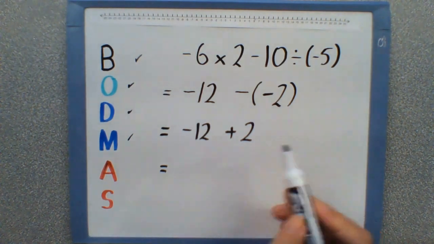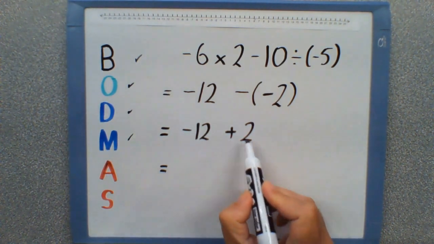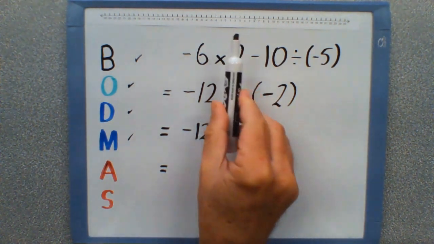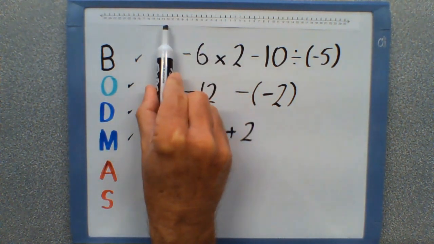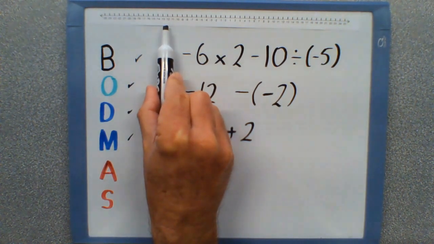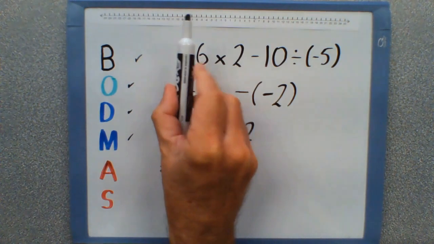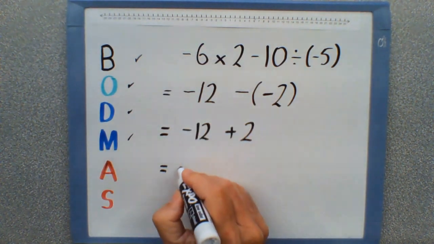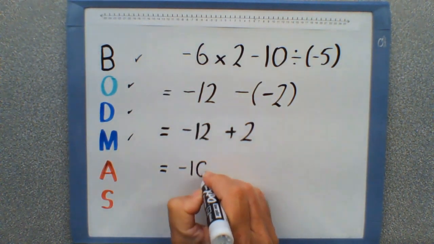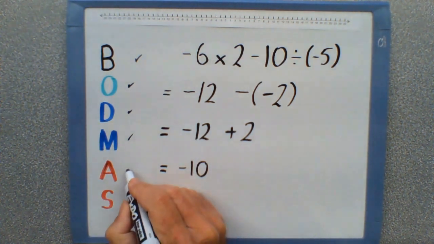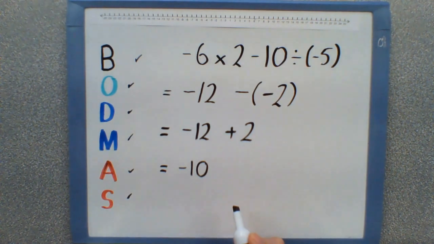We're almost done. -12 plus 2. Well, I'm going to start at -12 and then I'm going to go plus 2 in this direction. So from -12 I'm going to go up to -10. So that's my answer. I've now worked my way through BODMAS carefully, doing one thing at a time.